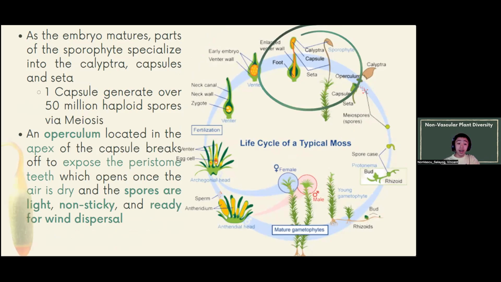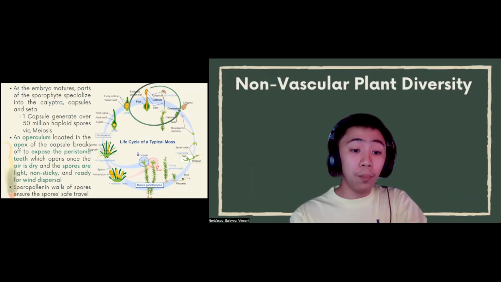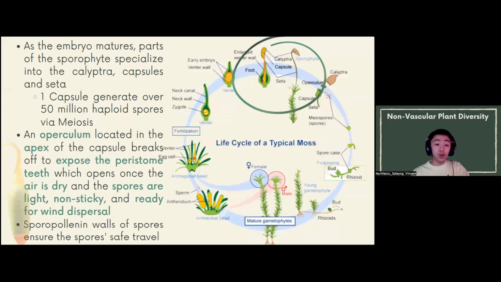First, the air is dry. Second, the spores are light, non-sticky, and ready for wind dispersal. And in order for the spores to not get damaged easily, they have sporopollenin walls to ensure the spores' safe travel. And when the spores land on the substrate or the soil, they will grow and the cycle will repeat itself.